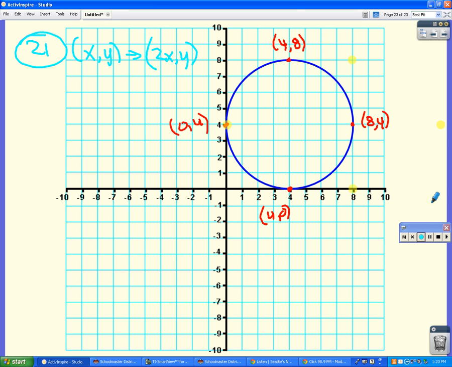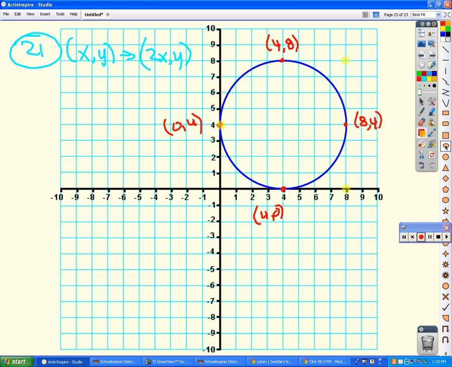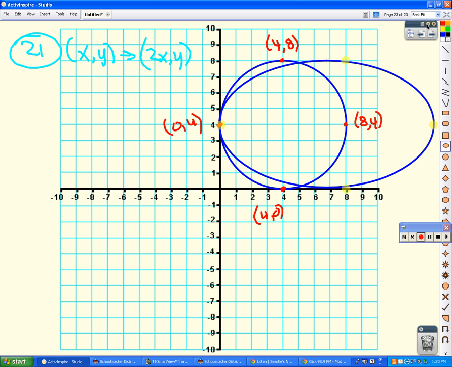Okay? Is my new shape a circle? No. Is it congruent to the old one? No. Is it a kite? No, because it's going to be round, right? Yeah, so it's some sort of an oval shape thingy like that. Something like that.